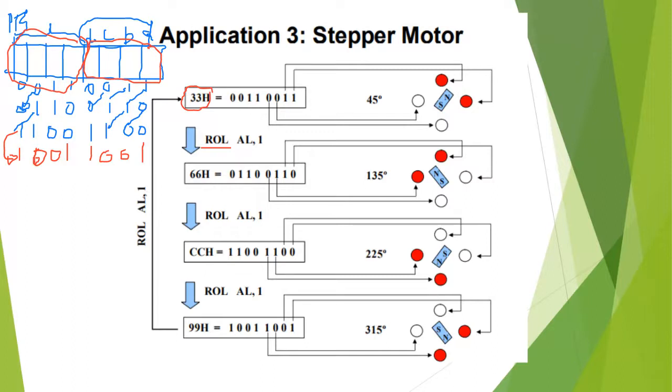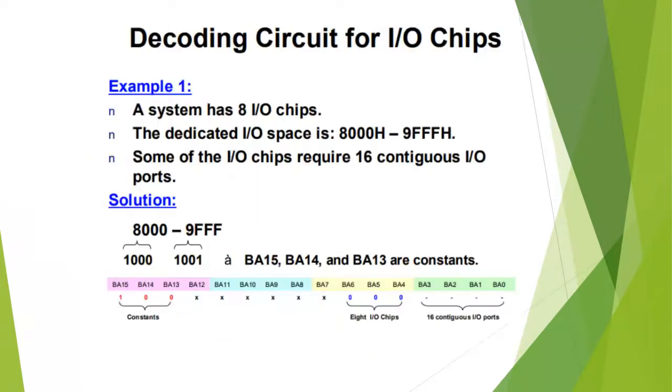So the first line is 33H. Then the second one will be left rotation one, which is 66H, then CCH, then 99H. And what will be the angle? As I said, for a two-phase excitation system with only 4 phases, every time it will jump 90 degrees. So start from 45, then 135, then 225, then 315, and then repeat again. So this is the basic idea.